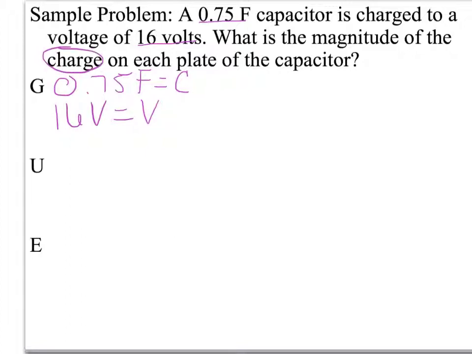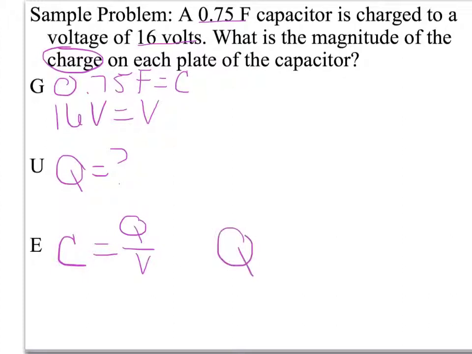We know that charge is symbolized with a Q, so for our unknowns, Q equals a question mark. Remember that when we're talking about capacitance, we use a capital Q instead of a lowercase q to symbolize our charge. We know that our equation for capacitance is charge divided by voltage. If we rearrange this equation to solve for Q, we get that Q equals C times V.